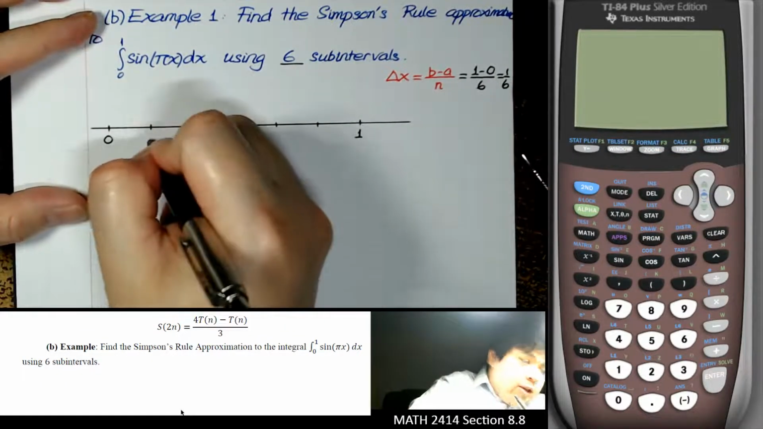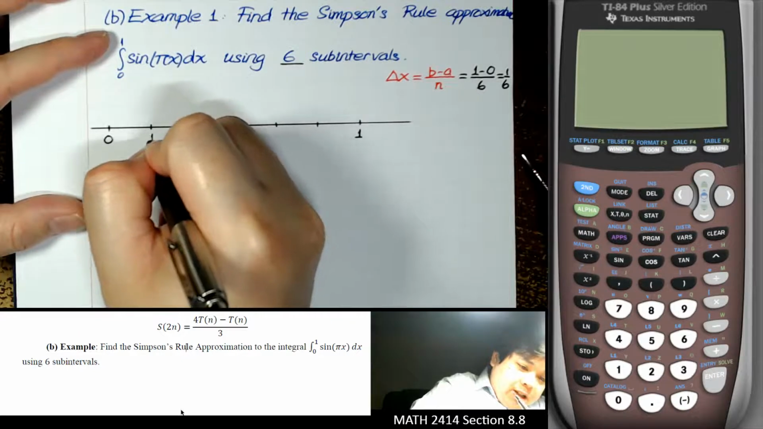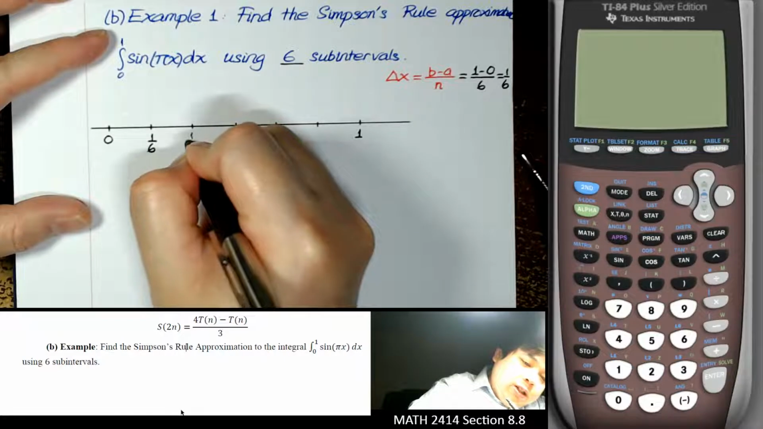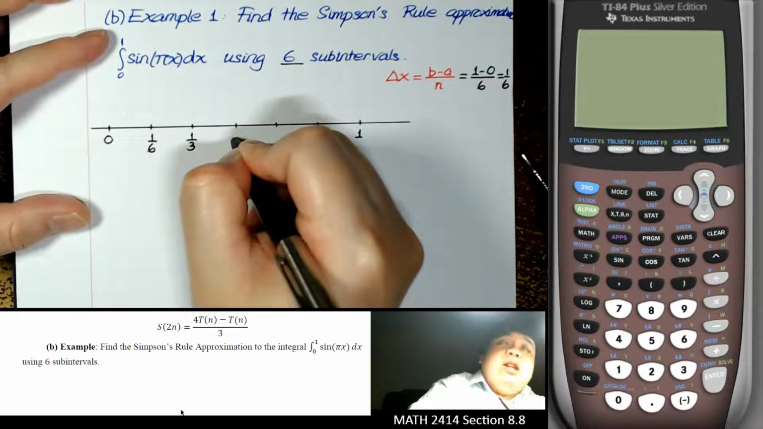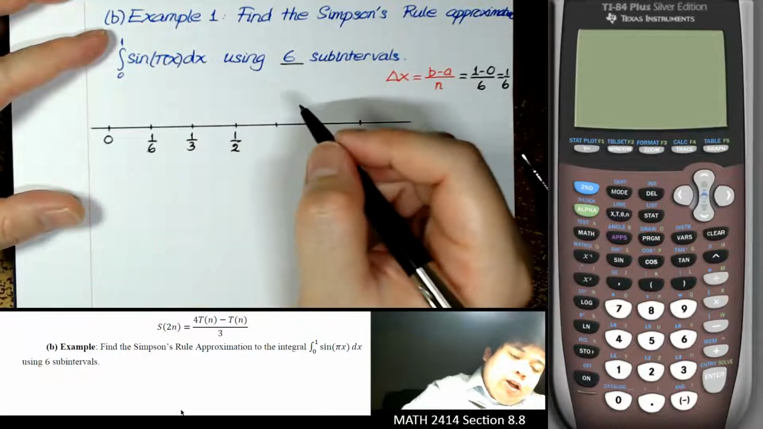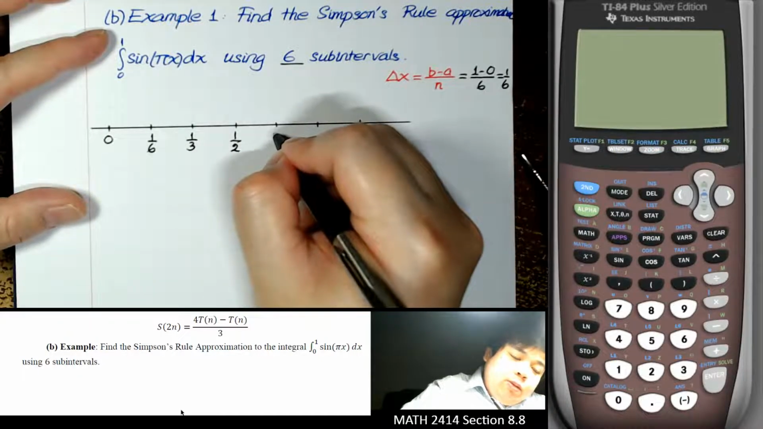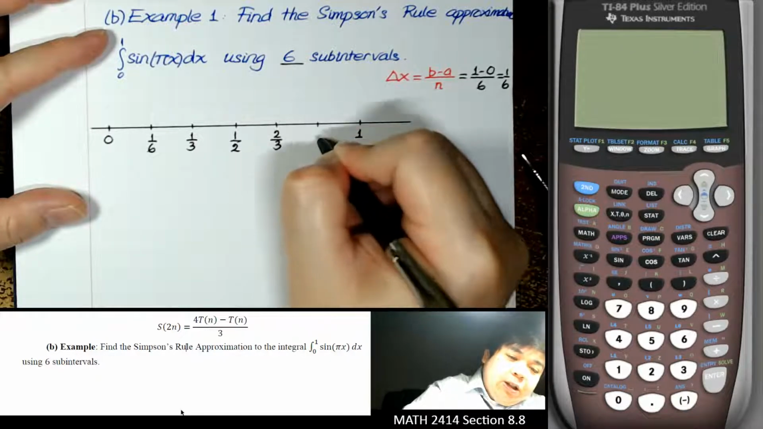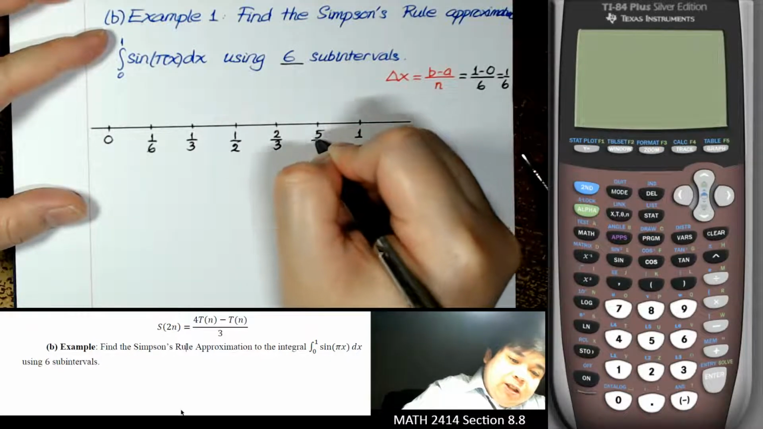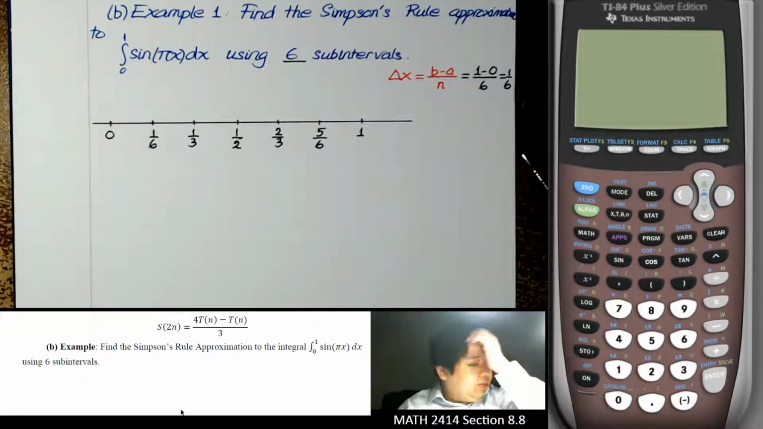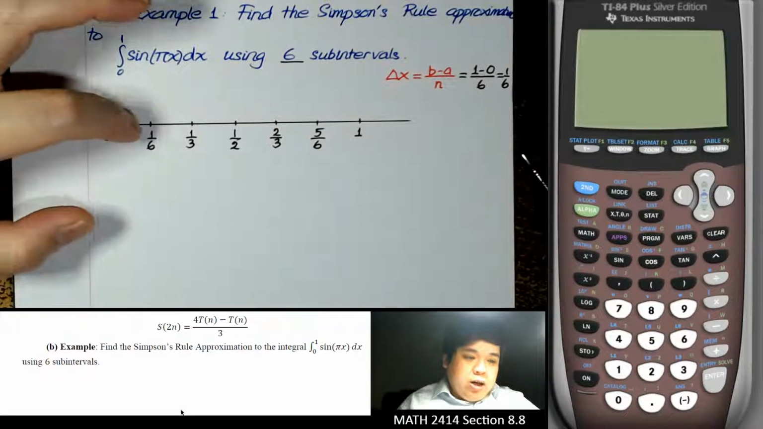So we have 1 over 6, and then 2 over 6, which is 1/3, 3 over 6, 1/2, 4 over 6, 2/3, and 5 over 6. We don't even have to reduce this. So those are the points.